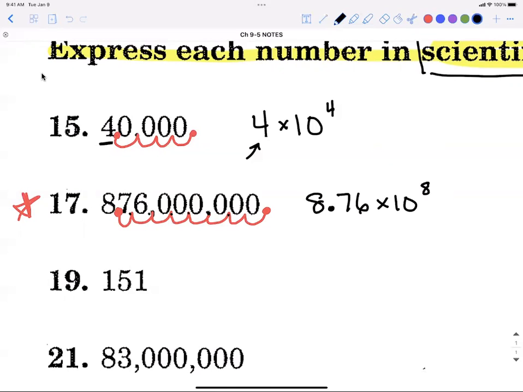So I took a giant number and I wrote it in scientific notation. And if I re-expanded it and added all those zeros back in, I'd have a giant number again.